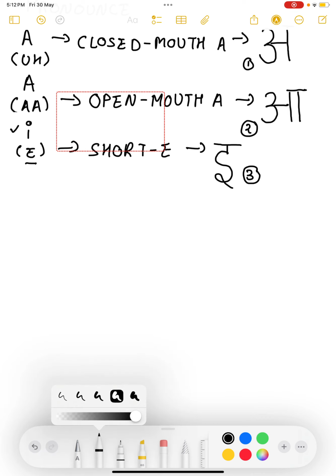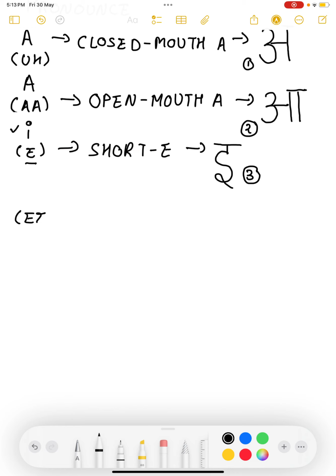Let's go to the next one now. The next is E. It sounds more like a double E or a long E. So the earlier letter was a short E. This is a long E sound.